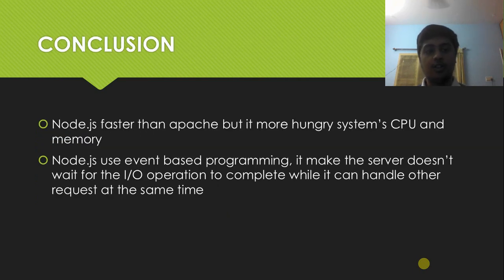So, in conclusion, Node.js is faster than Apache, but it is more hungry for system CPU and memory. Node.js uses event-based programming, and hence the server doesn't wait for the input-output operation to complete, while it can handle other requests at the same time.